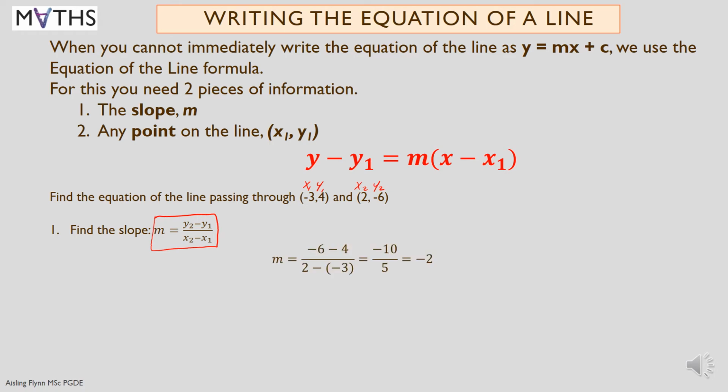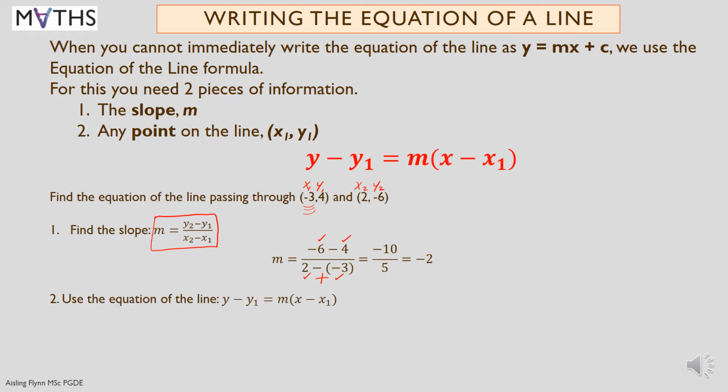So here we have that. We have y2 minus y1 over x2 minus x1, and I always use brackets when one of my values is a negative value. Looking at the top line, you have -6 minus 4 gives -10, and underneath you have 2 minus -3, which equates to 2 plus 3, and 2 plus 3 is 5, and so -10 divided by 5 is -2, so our slope is -2. So that's the first piece of information.